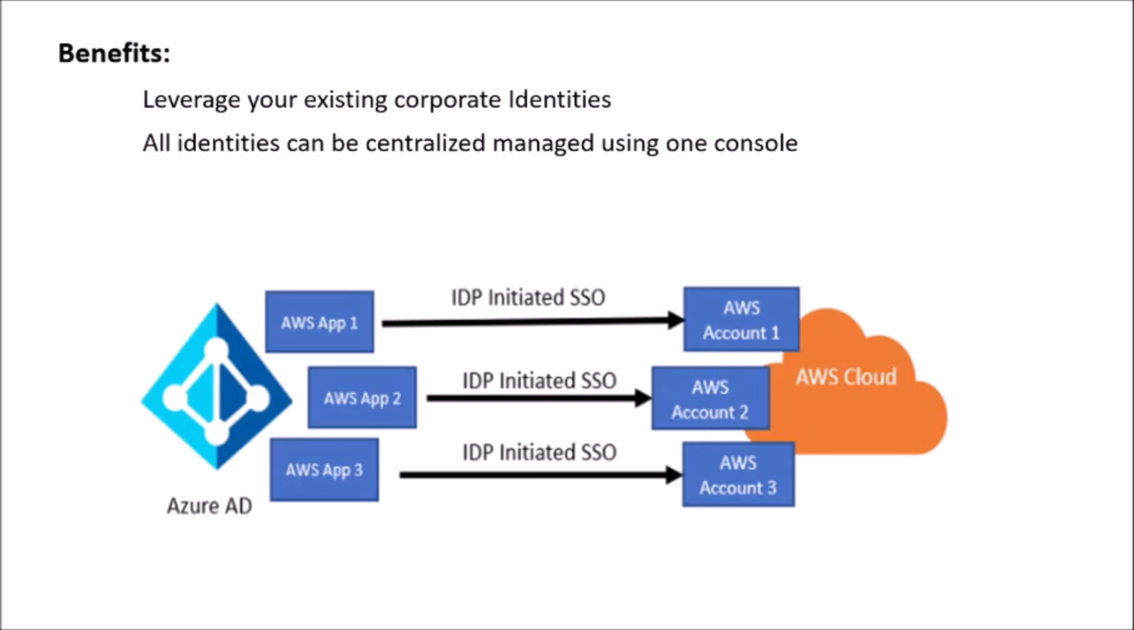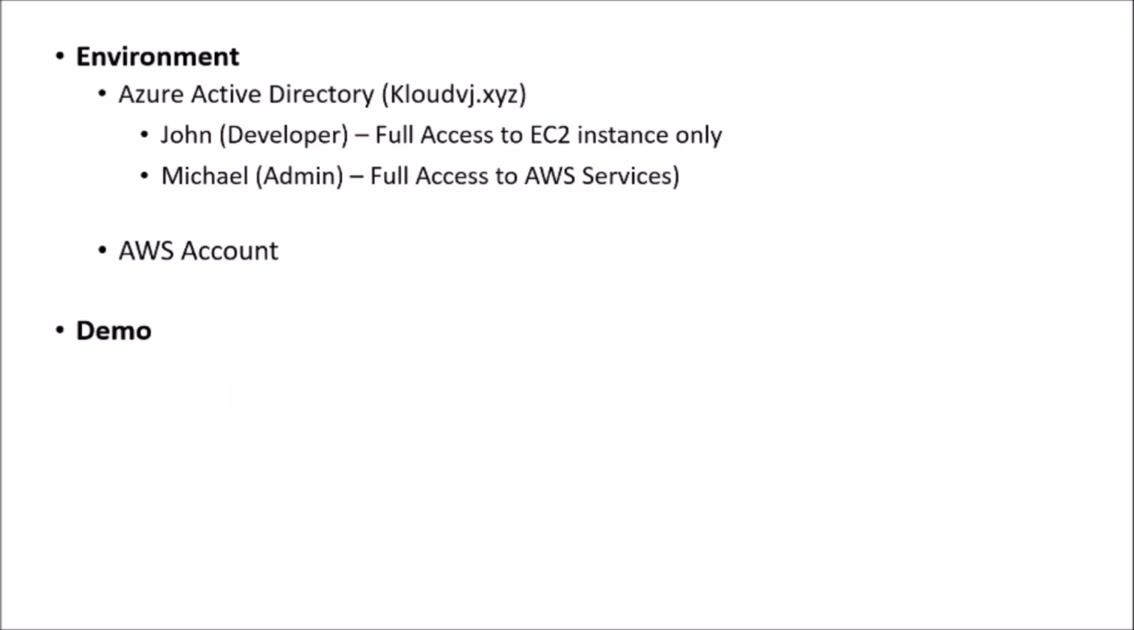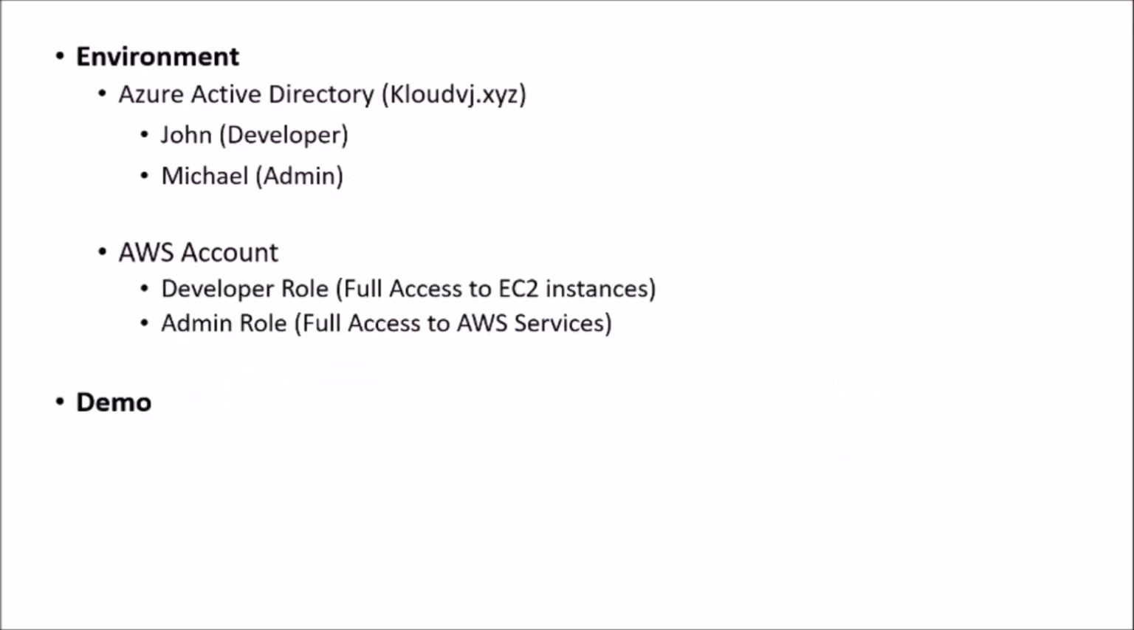Before we move on to the demo, let me explain what we have in our environment. We have Azure Active Directory with custom domain cloudvijay.xyz and we have two users, John and Michael. John is the developer and Michael is admin. Also we have one AWS account where we will create two roles, one for developer with full access to EC2 instance and another role for admins. The admins will be able to manage all AWS services.